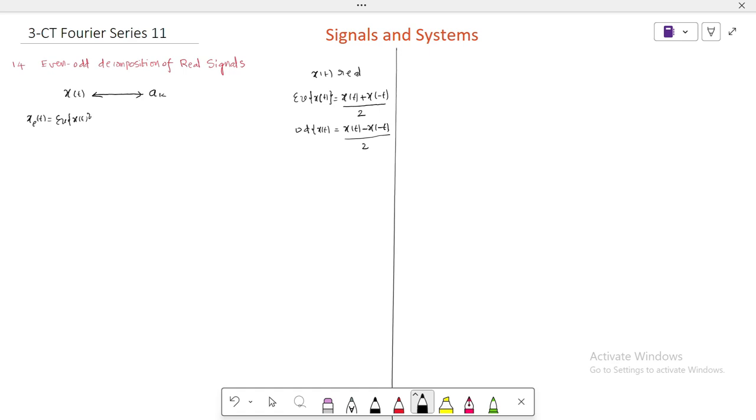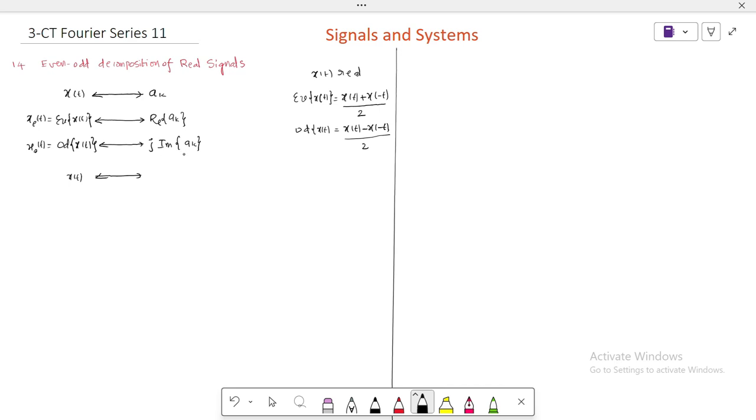Similarly, the odd part of x of t is equal to j times the imaginary part of ak. Adding these two, the even part and the odd part, gives x of t. Adding the real part of ak plus j times the imaginary part of ak, you will get ak, for the complex number. So directly he may ask a question like this.